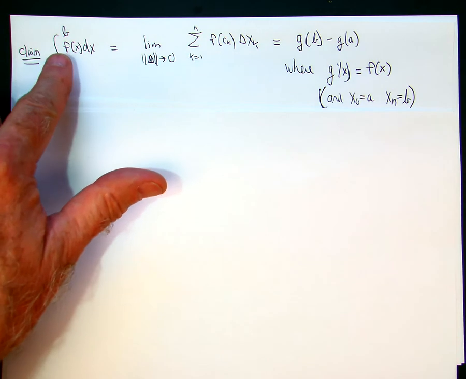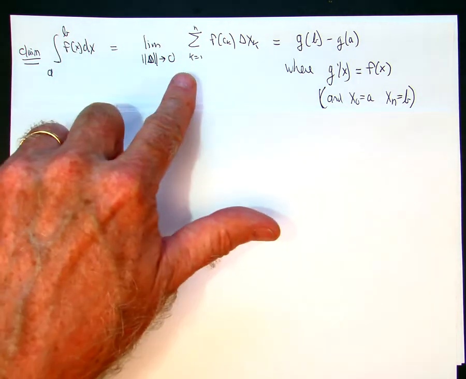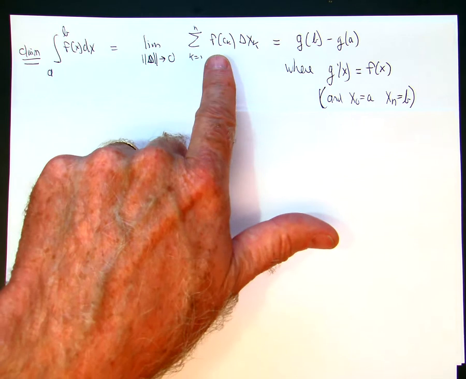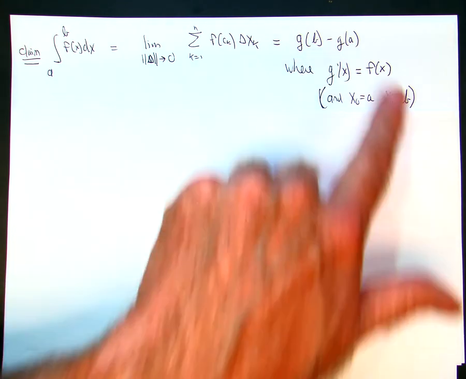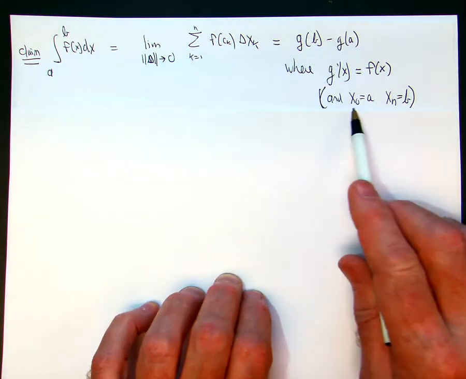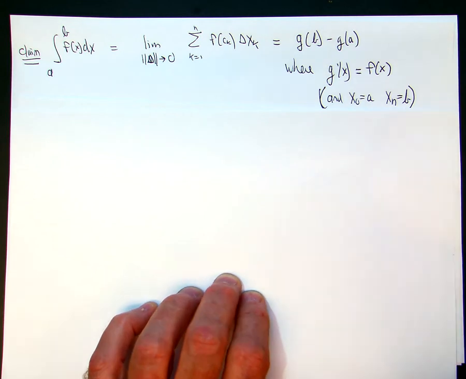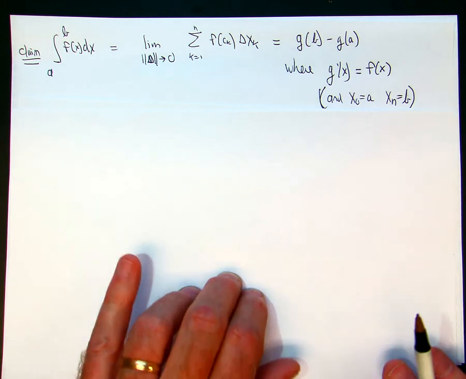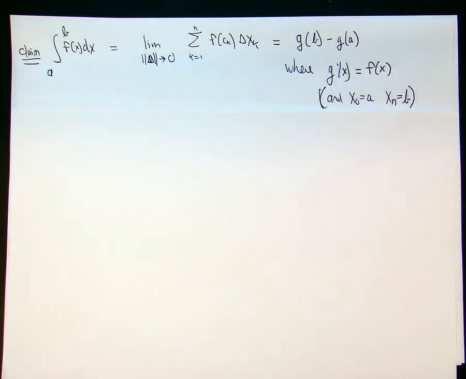So, we want to find out about this integral. Well, that's equal to the sum by definition. And we showed that this sum was equal to g of b minus g of a, where g prime was f of x, and x naught was a, and xn was b. So this is what I kind of indicate. I didn't say I proved it in class. I showed you. I gave you an explanation. And I want to go into a little bit more detail today.